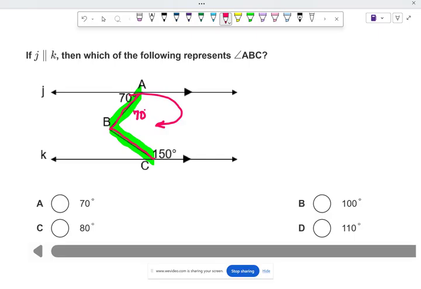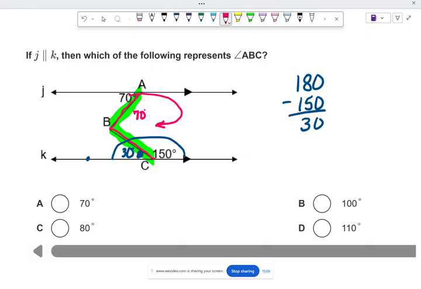Now we have a small problem. We don't know the measure for this part right here. But I do know that these two add up to 180. 180 minus 150 would be 30. So this angle BC, whatever it is, would be 30 degrees.